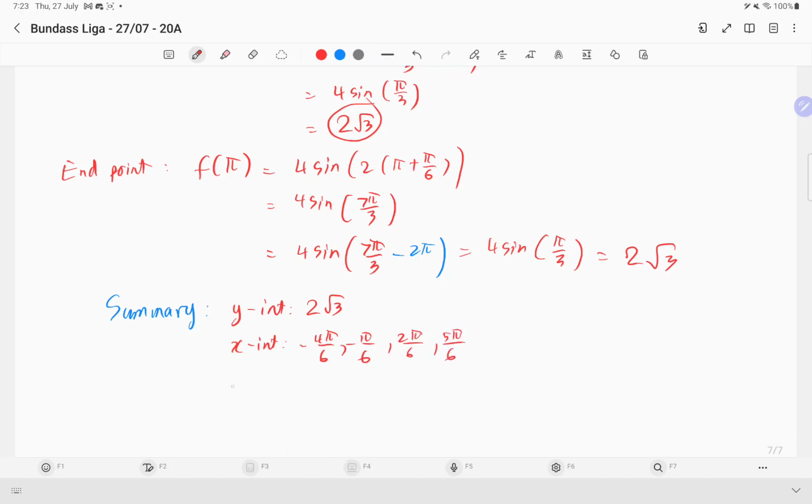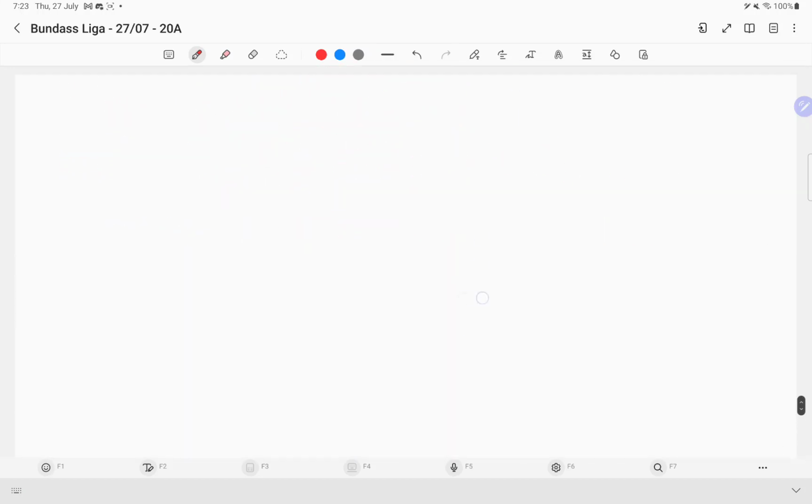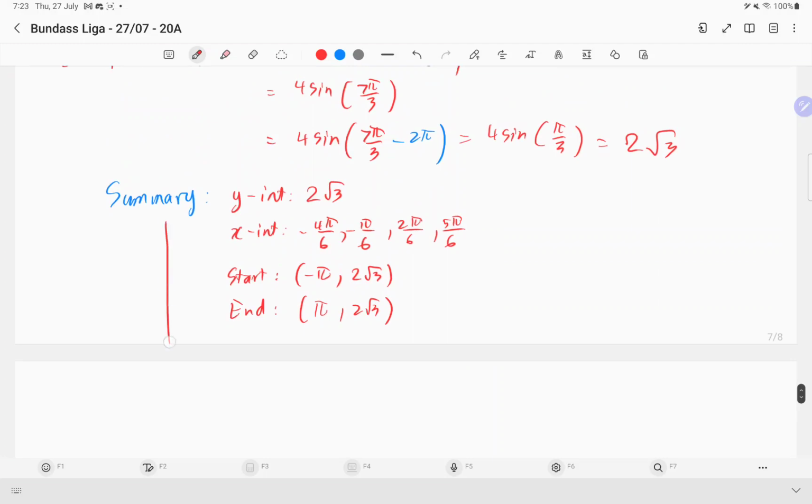Okay, and then we've got the start point: the start is negative pi, and the y value is 2 square root 3. And then the end point is positive pi, and the y value is also 2 square root 3. Okay. The actual explanation for why the start and end point is the same is because it's exactly 2 cycles. Okay?